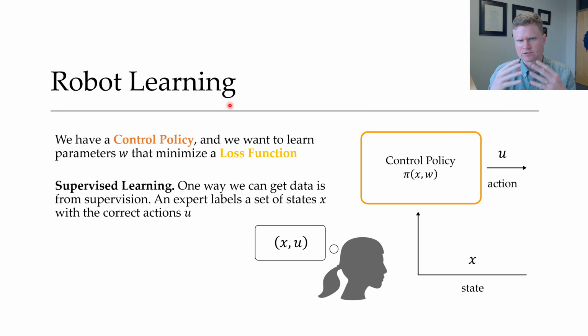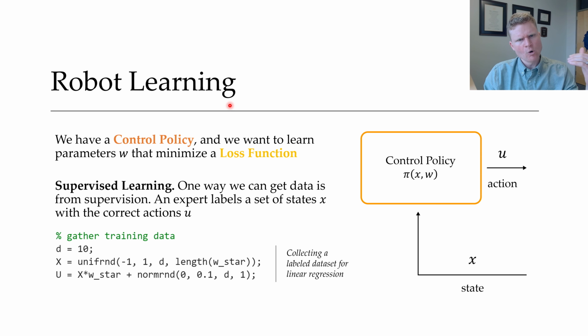The idea here is there's going to be an expert, maybe it's a human, that's going to show me examples. They're going to say, okay, if you're at this state X, this is the action U that you should take. Again, they're giving me examples of the correct behavior. We've actually been working through this in some of our previous lectures when we talked about linear regression. You might remember that we collected this expert data set where at all these different states X, the expert told us, okay, these are the actions U that you should take. This is an example of supervised learning, or learning from examples.